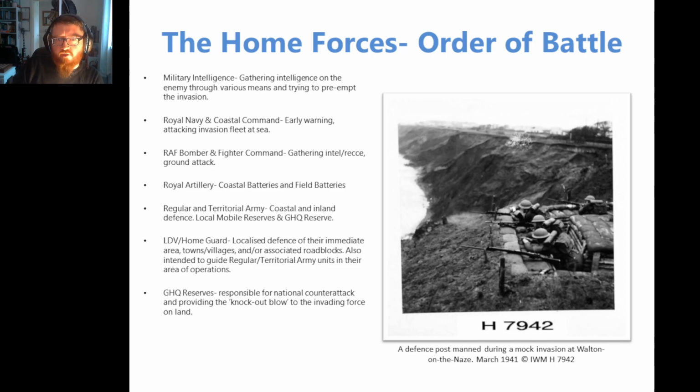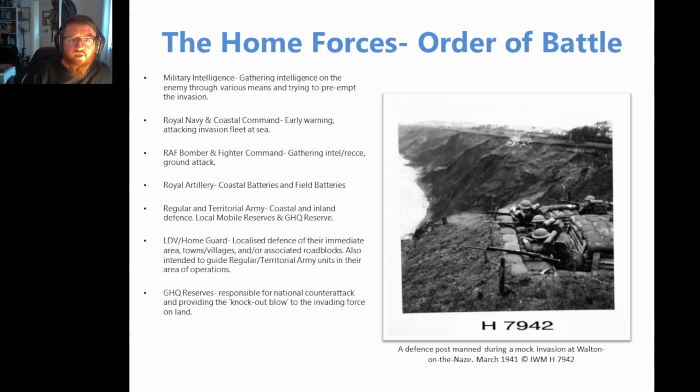Key thing with the GHQ Reserve is it was vitally important to ensure that they were deployed at the right time. If you deployed them too early, the invasion force would still have momentum and continue to push inland, and the GHQ Reserve could be wiped out. And if you deploy them too late, the enemy pushes inland and makes gains that can't be forced off their foothold. But the GHQ Reserve sat behind the regulars and territorials, and these were the final line of defence of the country, not the Home Guard.